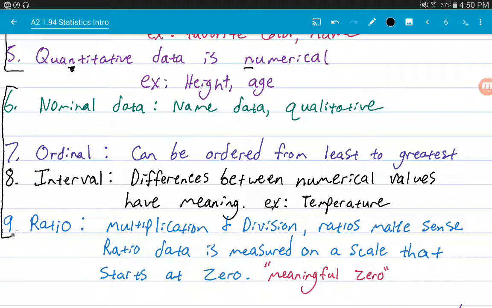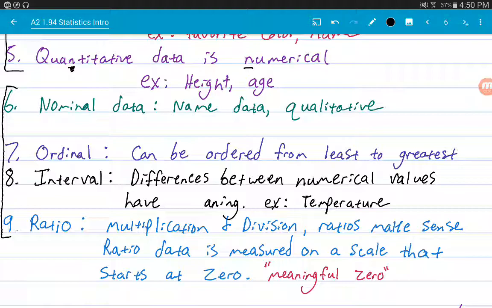And that is this right here, which is nominal, ordinal, interval, and ratio. And it goes in that order from weak to strong. So the weakest data is nominal. That's name data, which is qualitative. Ordinal can be ordered from least to greatest. So for instance, the alphabet, or numbers, or you can think about places in a running race, right? Second, third, fourth place. Those can be ordered.